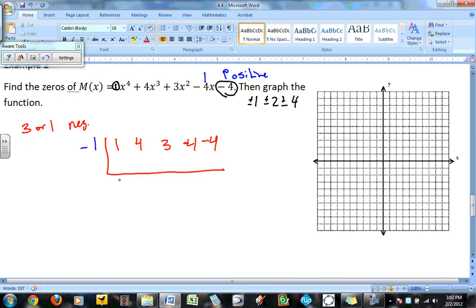Try negative 1. So bring down my first term. That's going to be negative 1. This is going to be 3. This is going to be negative 3. This will be 0. This will be negative 4. This will be a positive 4, which is 0. Hey, that's awesome. All right, so negative 1 is a root. We know we're going to have an intercept at negative 1.